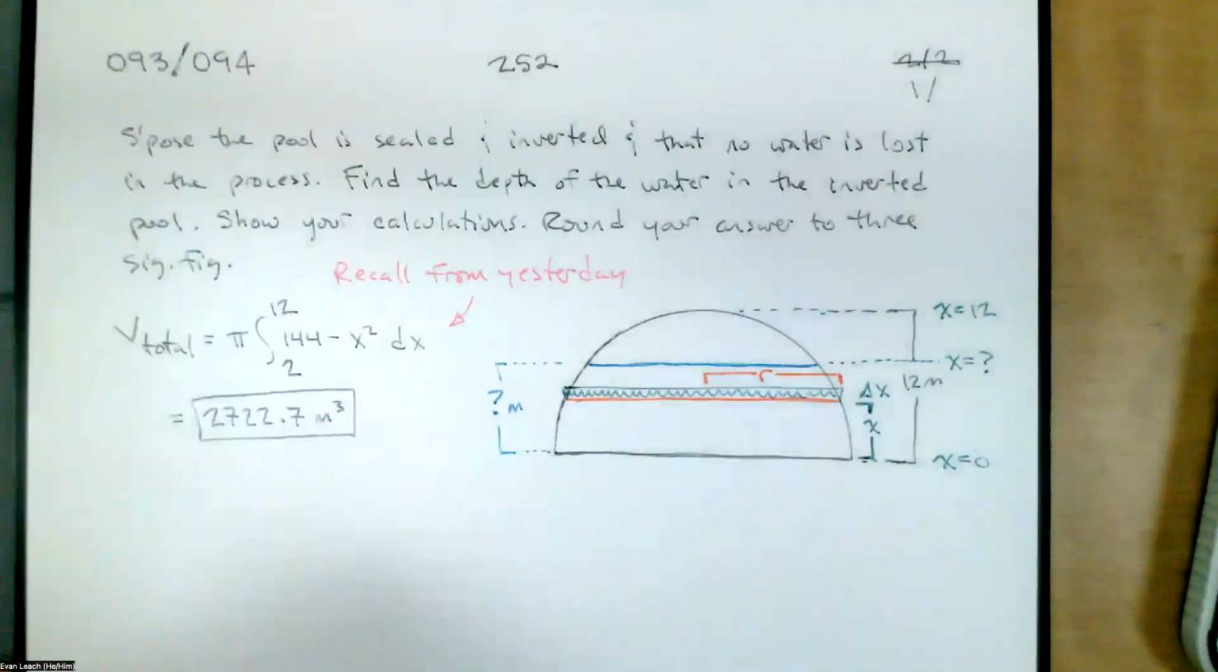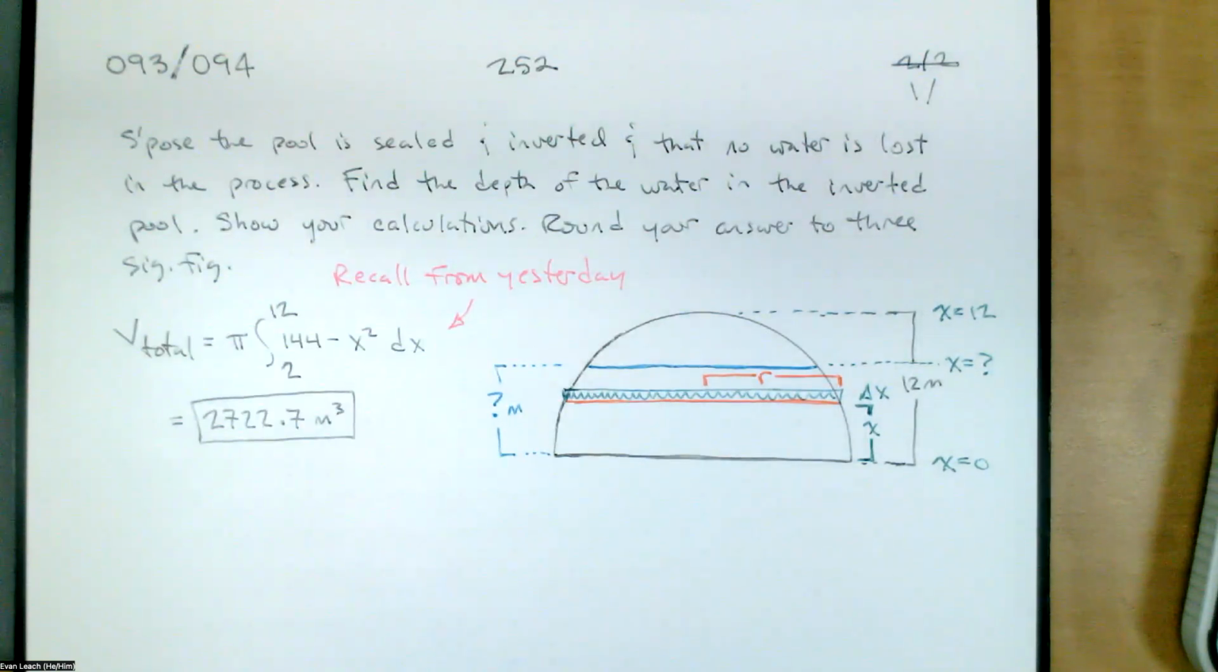Then for this problem, we said we don't actually have to build this pool. So what we're going to do is seal it off, seal all the water in, and then invert it.